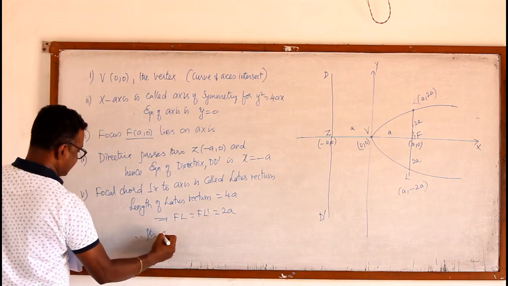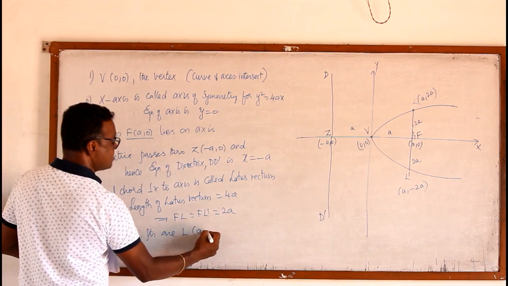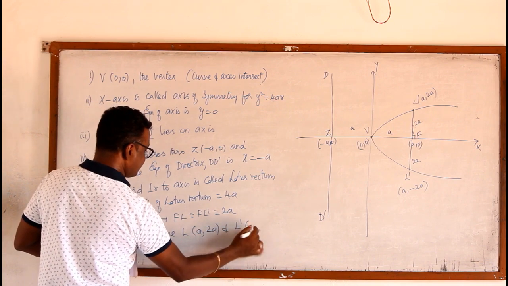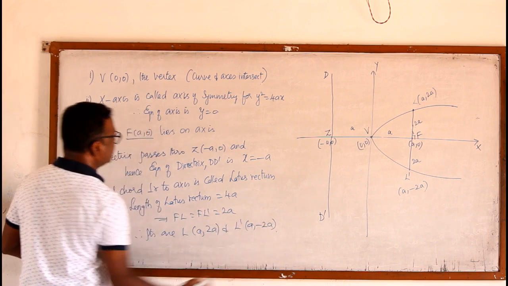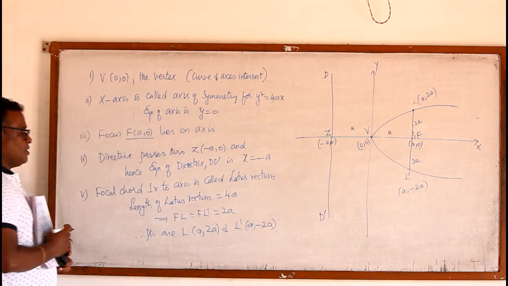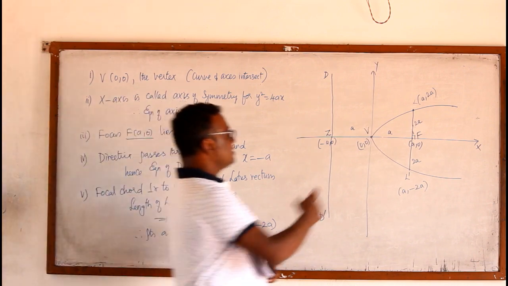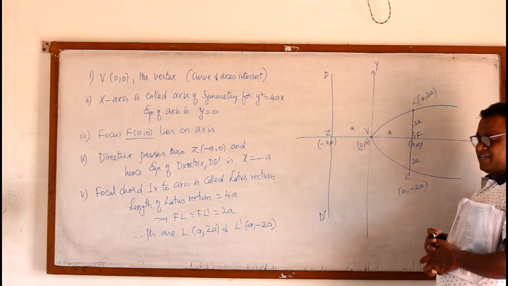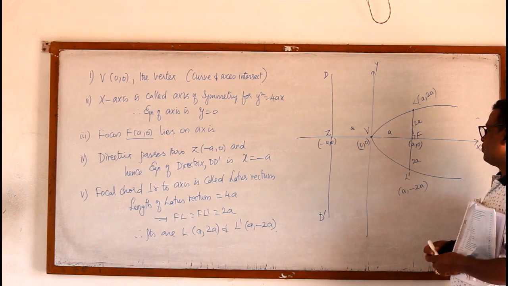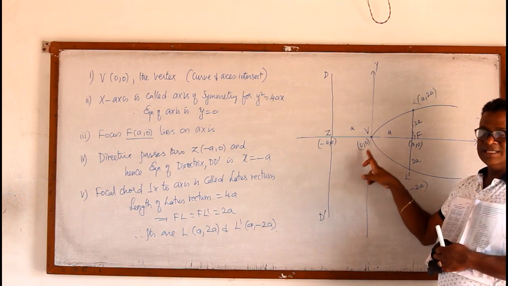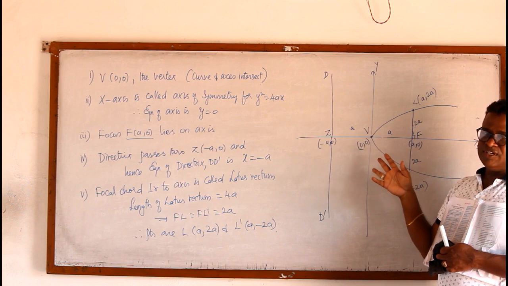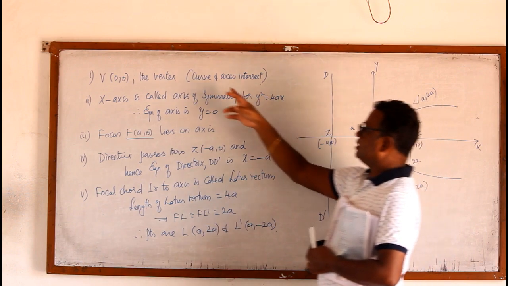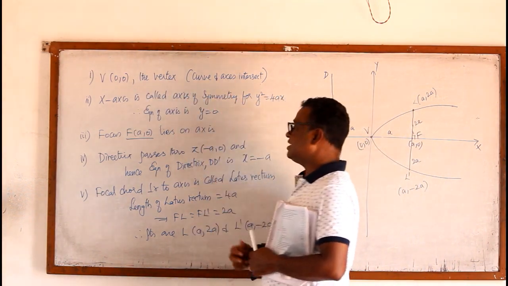Therefore, the points are L (a, 2a) and L' (a, minus 2a). So these are things we must know about a parabola, and we can understand this curve opens rightward. Now we shall go for the types of the parabola. Before going to that, we shall see once again this point V is (0, 0). This is, of course, the origin, but we denote it as V because this is the point at which the curve and the axis meet. Therefore that is called the vertex, where the curve and axis intersect.